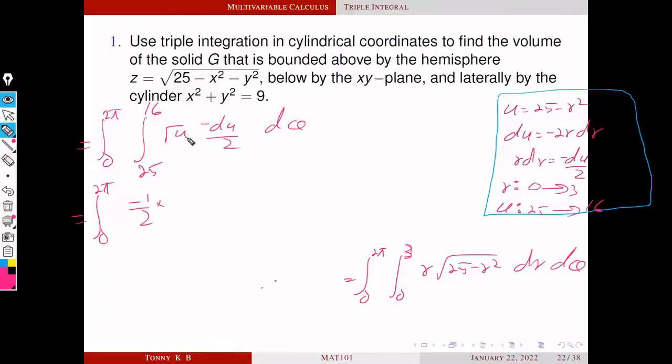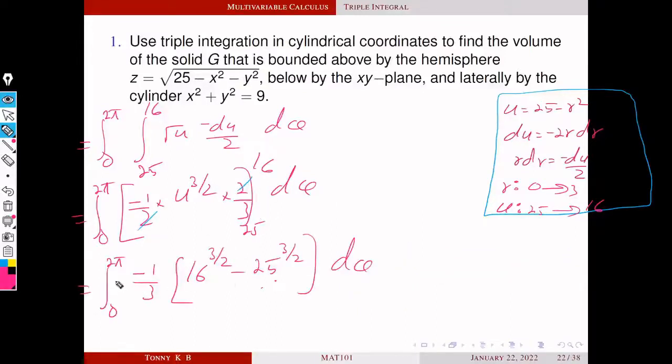Okay, this is u raised to 1 by 2. Its integration is u raised to 3 by 2 divided by 3 by 2. That is 2 by 3. Okay, d theta. And its limit is 25 to 16. So this becomes 0 to 2 pi. And you can cancel these two. So minus 1 by 3 into, when u equals 16, this becomes 16 raised to 3 by 2 minus 25 raised to 3 by 2.